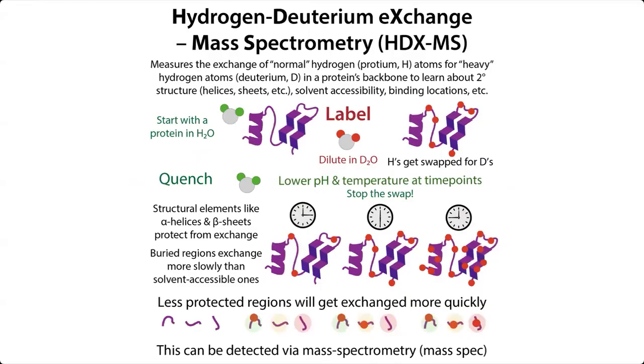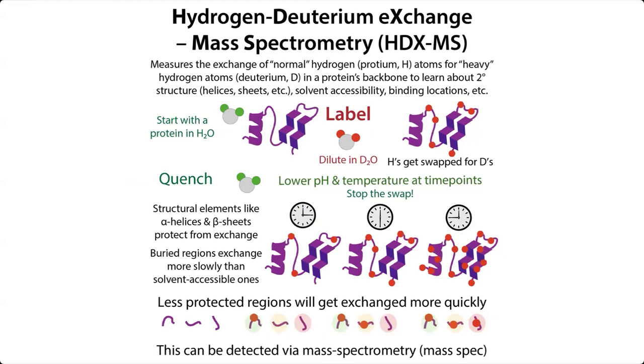But for now, let's just go back and review hydrogen-deuterium exchange mass spectrometry, or HDX-MS. So again, the point is that you're measuring the exchange of normal hydrogen, so that's your protium, your H, atoms, for heavy hydrogen atoms, deuterium, or D, in a protein's backbone to learn about the secondary structure, so our helices, our sheets, etc. Solvent accessibility, so are these regions accessible to get wet? Binding locations of various ligands, or the parts where chains interact with one another, these sorts of things.